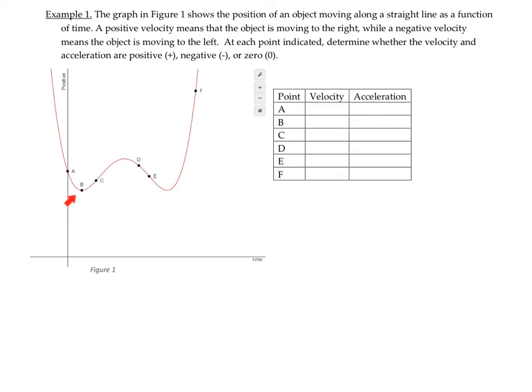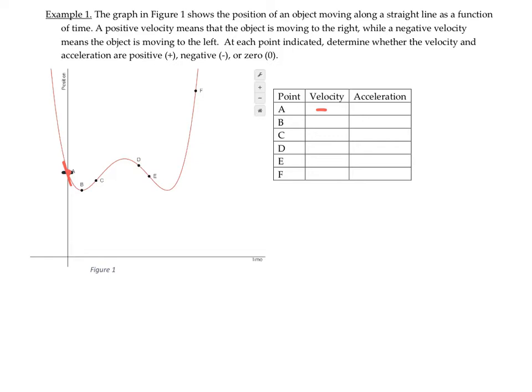And at each of these points indicated, we are going to determine whether the velocity and acceleration are positive, negative, or 0. So keep in mind this is the position function. So this point A is just our starting position. So this is where we start. Now I can see that as I move to the right, my position is decreasing. I can also see that if I draw a tangent line at point A, that tangent line has negative slope. That means my velocity at point A is negative.